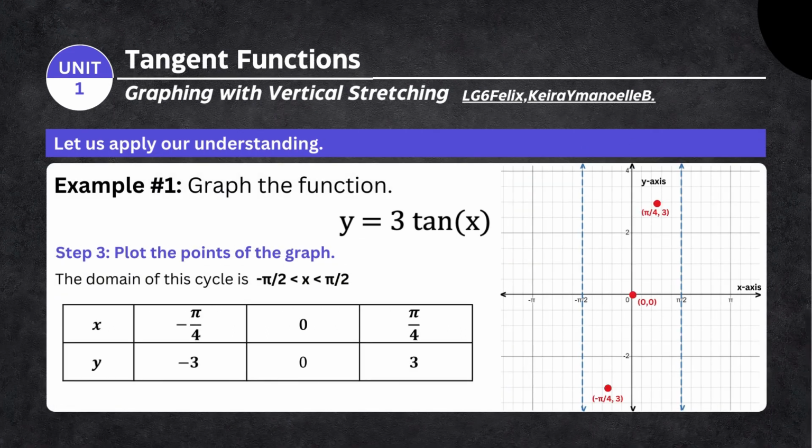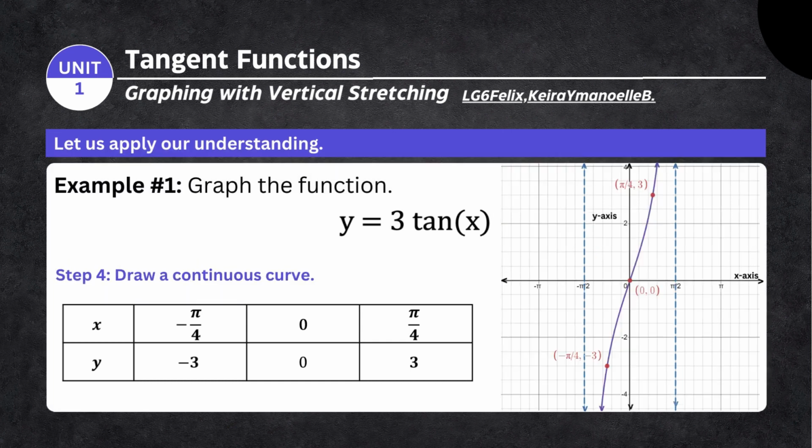Step 3 is to plot the points of the graph. To get such points, we can restrict the domain to this specific cycle, which is x is greater than negative pi over 2 but less than positive pi over 2. From this, we now can locate such points. When x is negative pi over 4, y will be negative 3. When x is 0, y will definitely be 0 as well. And when x is equal to positive pi over 4, y will be positive 3, so on and so forth.